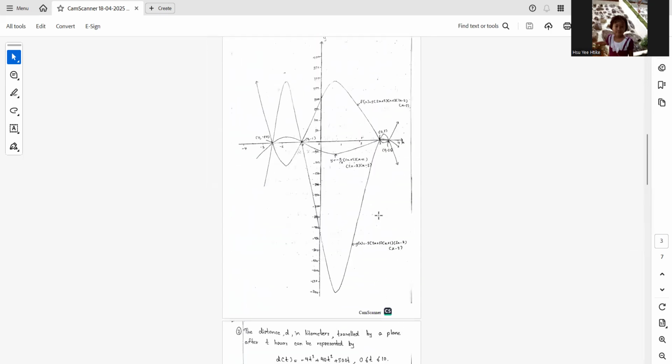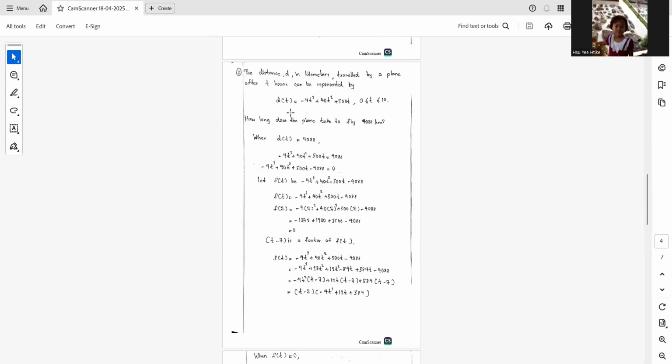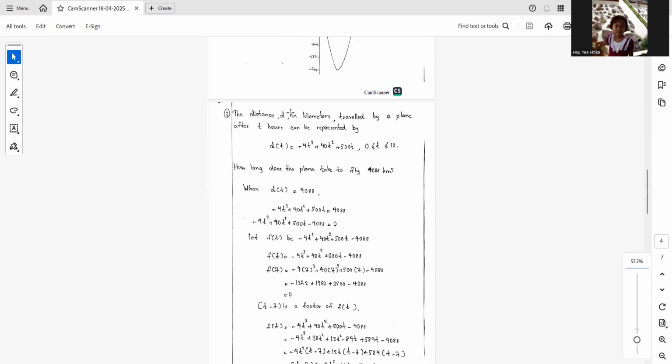So this is the end of question number 1. So let's move on to question number 2. In question number 2, the distance d in kilometers traveled by a plane after t hours can be represented by d of t is equal to -4t cubed plus 40t squared plus 500t, where 0 is less than or equal to t, which is less than or equal to 10. This means that the value of t is between 0 and 10.